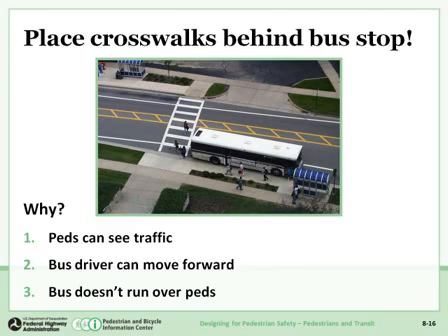So you can see in this photo right here, by placing the crosswalk behind the bus stop, the bus can pull forward and pedestrians can cross the street. This is important because it helps avoid these 3 things here. First, pedestrians can see traffic because instead of being in front of the bus, they're behind it, so they can see the approaching vehicles. The second thing is the bus driver can move forward after the pedestrians get off the bus, and the pedestrians will not be delaying the bus from leaving. And then, of course, related to that second item is that the bus doesn't run over pedestrians as it pulls forward and leaves the bus stop.